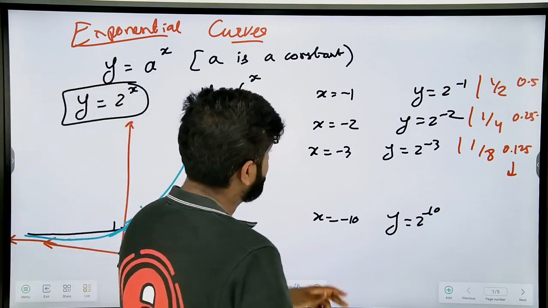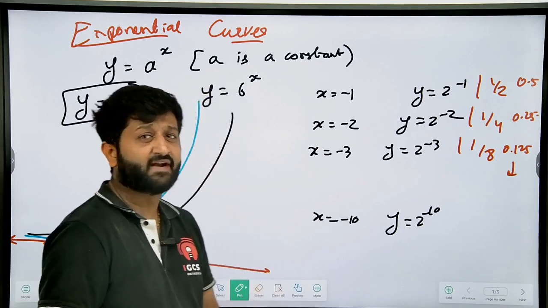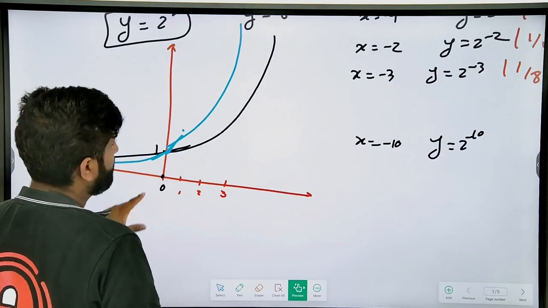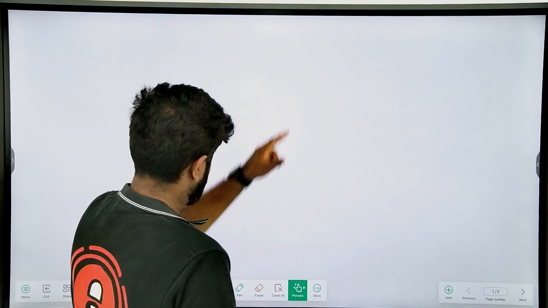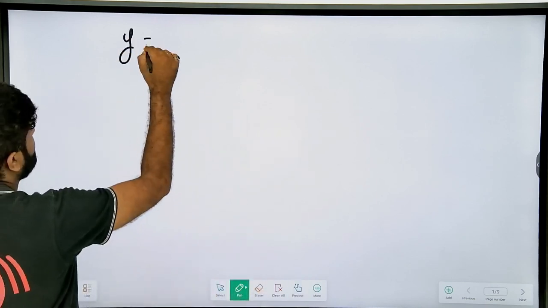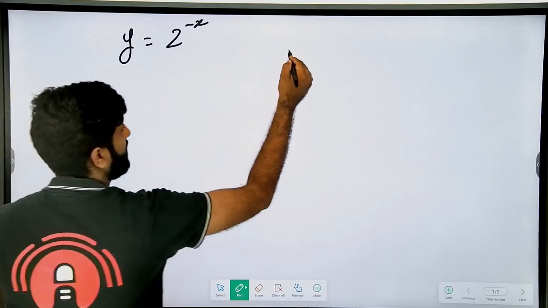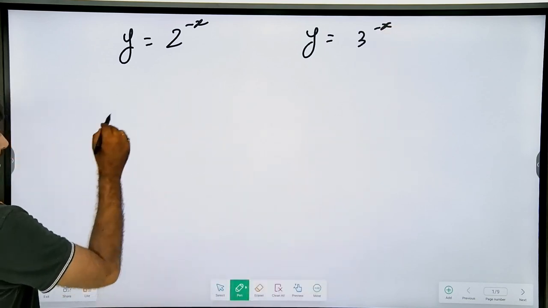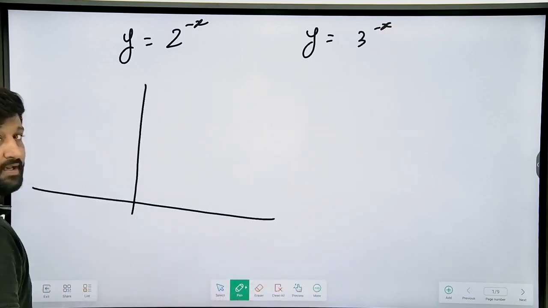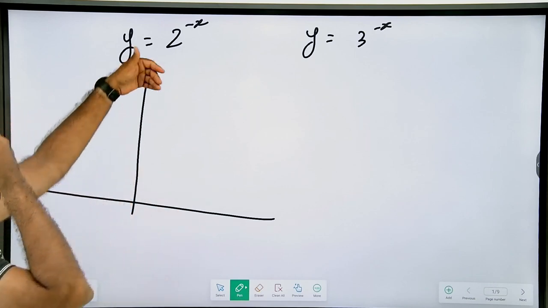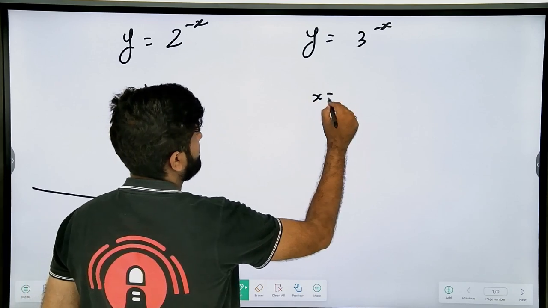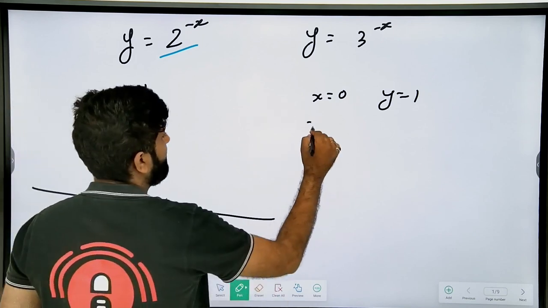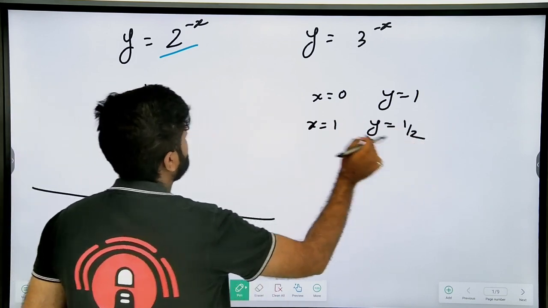Next type of graph: even in exponential, there is one more kind of graph, that is decreasing exponential. Let's go to that first. Now, for the exponential decrease form, let's say the graph is going to be y equals 2 raised to minus x, or y equals 3 raised to minus x. Now, how is this graph going to look? When x is 0 for this graph, obviously y is going to be 1 because 2 raised to 0 is 1. When x is 1, y is going to be half because 2 raised to minus 1 is 1/2.